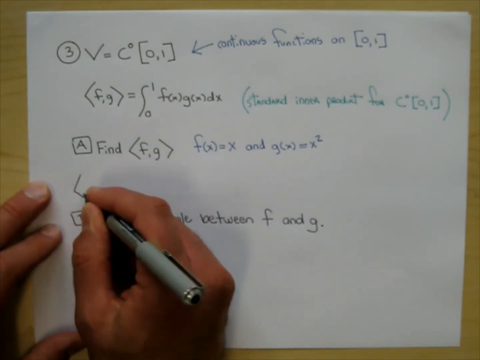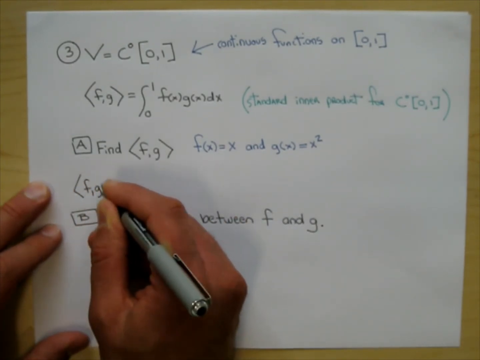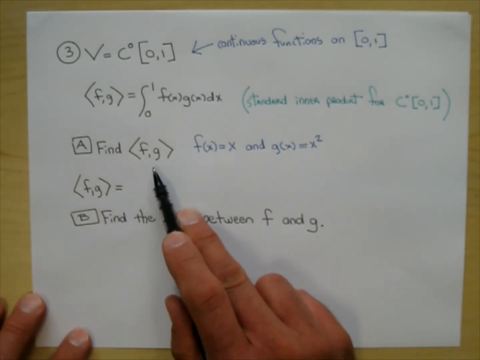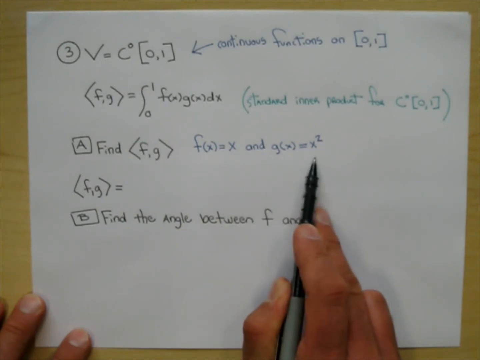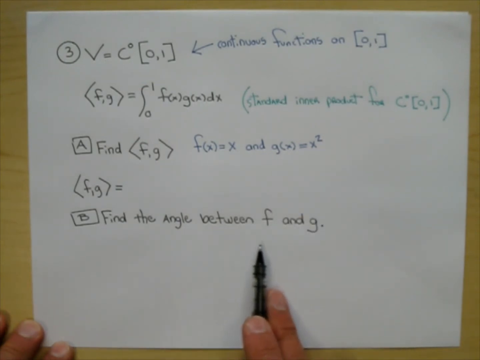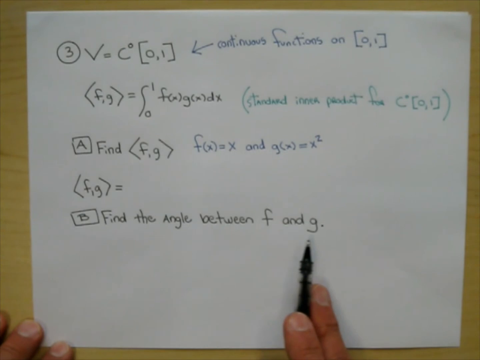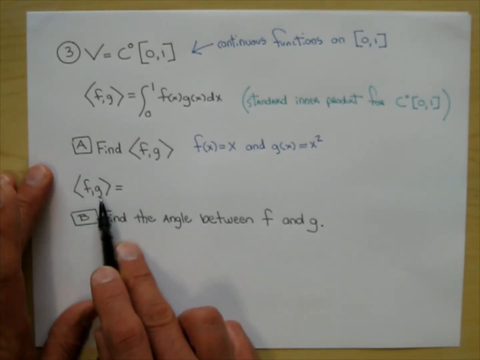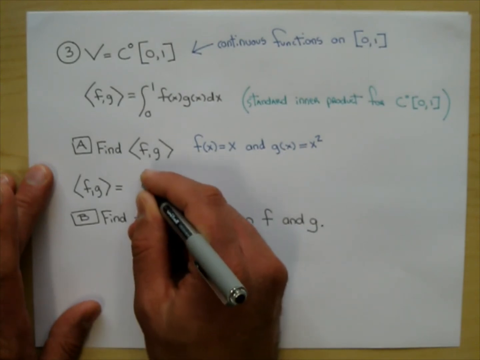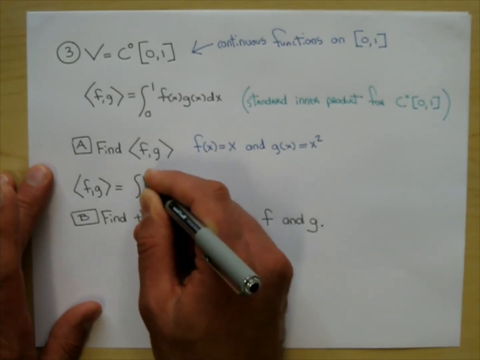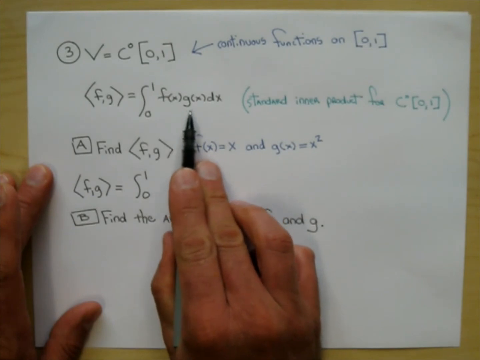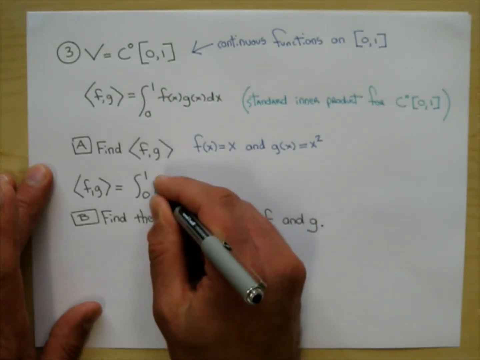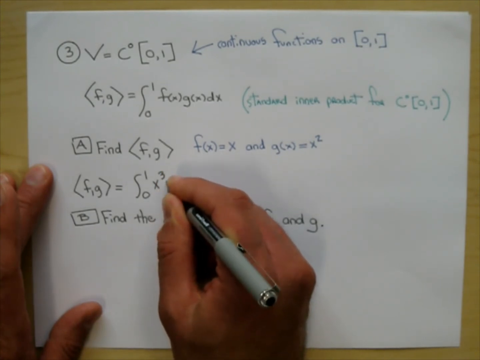So here it is. f, g, and maybe you want to pause the video and see if you can find the inner product of those two functions. And not only that, maybe you can find the angle between those two functions, of those two vectors. So here it goes. The inner product of f and g, we are going to take the integral from 0 to 1. I'm following this rule up here. I multiply those functions together. So x times x squared is x cubed.